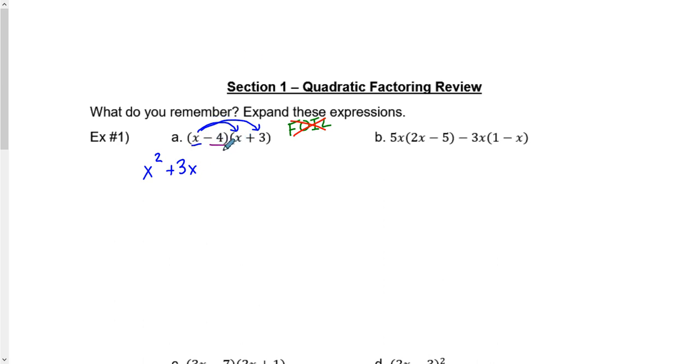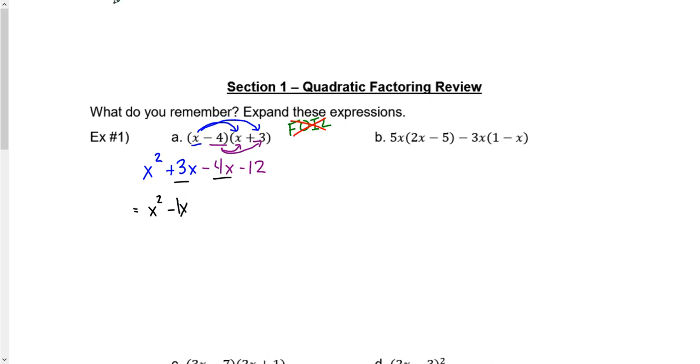Negative 4 multiplied by x. So I'm just drawing arrows to help us illustrate. It would be negative 4x. And negative 4 multiplied by a positive 3 is a negative 12. To finish off this question, we would then combine any like terms. We'll see that these 2 terms are like. We would then write x squared, and 3x subtracting 4x will give us a negative 1x.